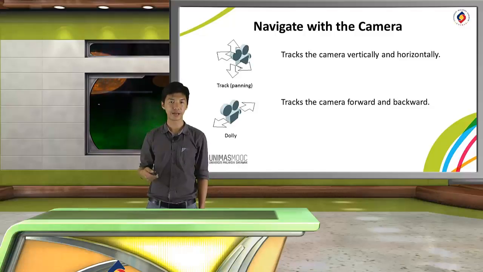Dolly camera. Track the camera forward and backward. You can also press Alt plus the right mouse button, and use Control Alt plus the left mouse button to drag a marquee around the area you want to dolly in on.